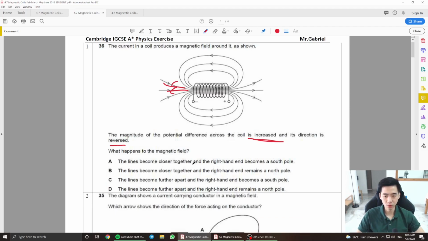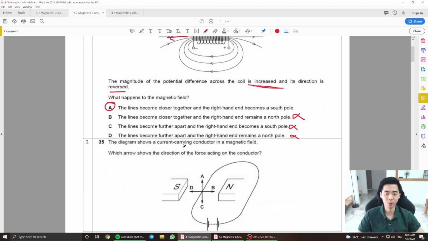The lines become closer together and the right hand end becomes the south pole. Okay, this is logical. The lines become closer together and the right hand end remains the north pole. Illogical. The lines become further apart. Not further apart, they're stronger. No. The lines become closer together because they are denser right now. The stronger magnetic field is going to cause the magnetic field to become denser.